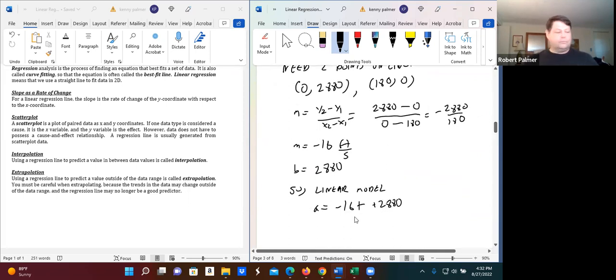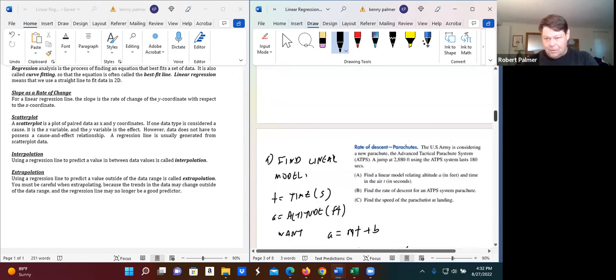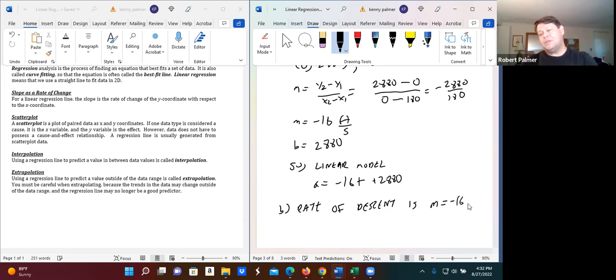Now that was part A. Part B: find the rate of descent. Actually, that's what we found with the slope. So B, the rate of descent, is our slope m, which is equal to negative 16 feet per second. Once again, remember the slope for a straight line gives you the rate, and so this is the rate of descent. We expect to lose approximately 16 feet for every second we're using the parachute until we get to the ground.